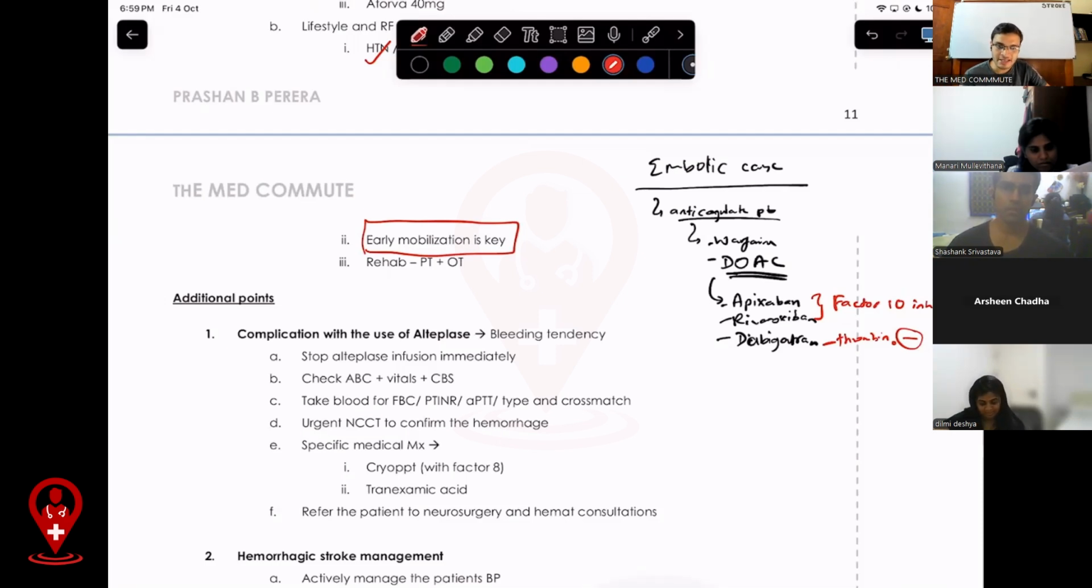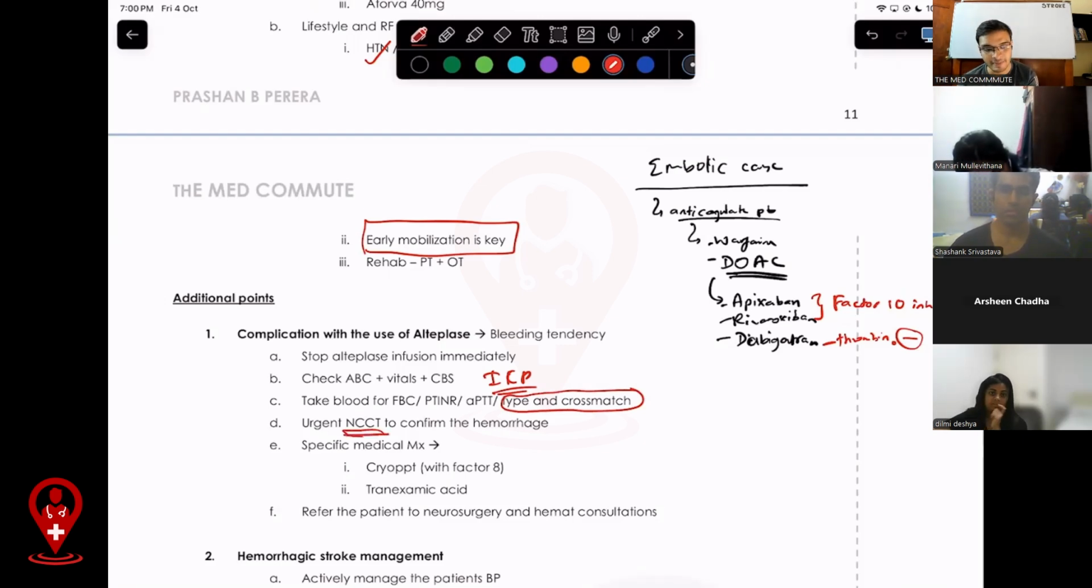So here, if there is any evidence of hemorrhage, stop the alteplase immediately. You have to quickly check the ABCs, right? Vitals, capillary blood sugar, mean arterial pressure. You can also check the ICP, guys. You must also check the ICP if the patient is bleeding, right? And then you take blood for full blood count, PT/INR. You can do a clotting profile, right? And we have to type and cross match and keep some blood ready, because if he starts going into hemorrhagic shock, we have to manage that emergency as well. That's another medical emergency, right? Urgent NCCT, yes, to confirm if there is hemorrhage. You must do that.